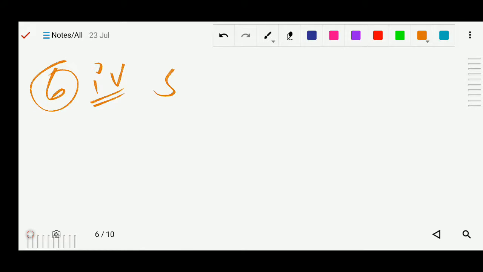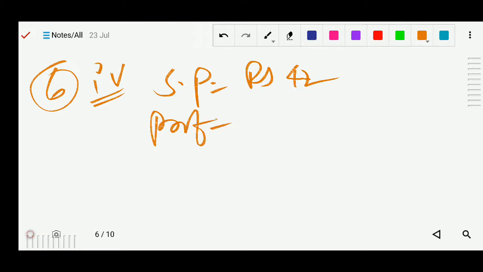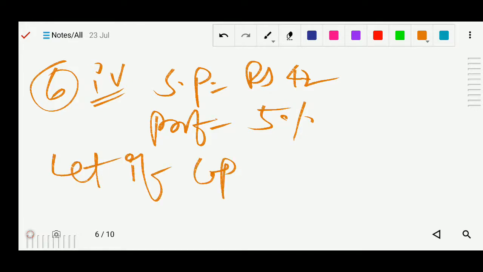So in this question selling price is given rupees 42. Profit is also given, so profit is 5%. In the percentage it is given, profit percent. Now the same concept we will apply. So what we will do, we will suppose, let the cost price be rupees 100. आपको हमेशा यही चीज़ अप्लाई करना है, ठीक है. Cost price is your rupees 100, ठीक है.